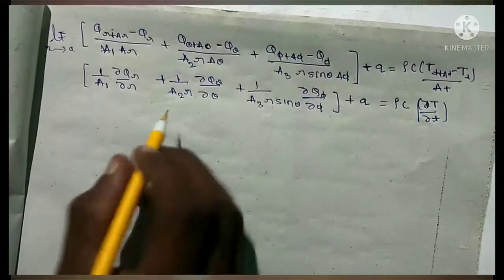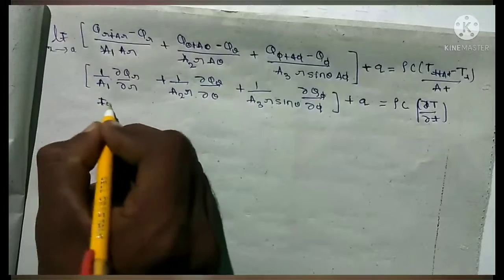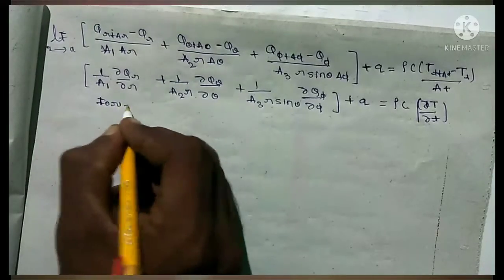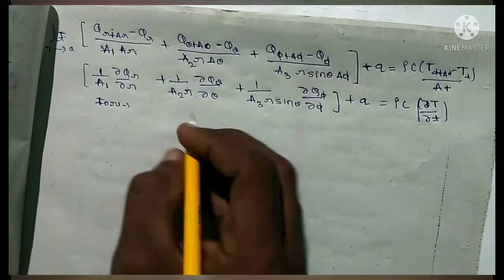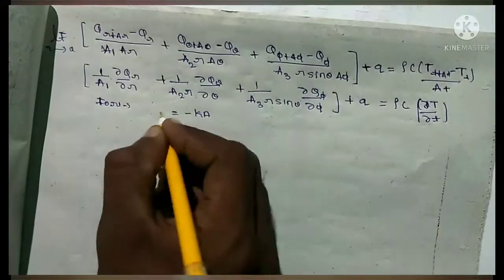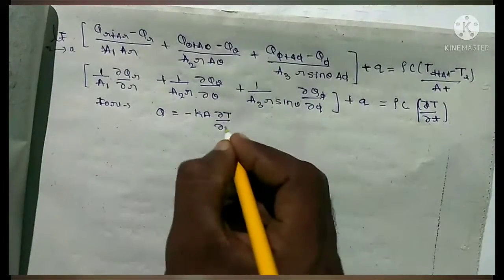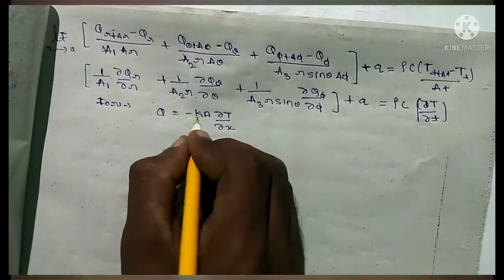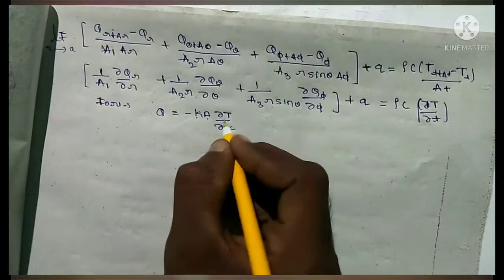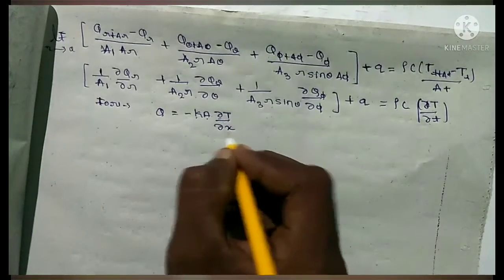Now, as we know, Q is nothing but, from the Fourier law of heat conduction, Q is equal to minus K A del T by del X, where K is the thermal conductivity, A is the area, and del T is the change in temperature divided by length.